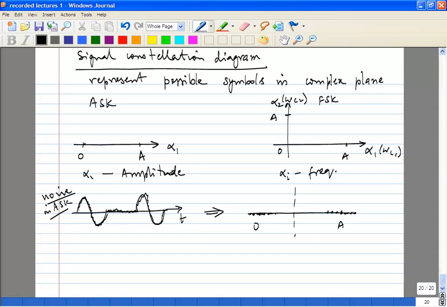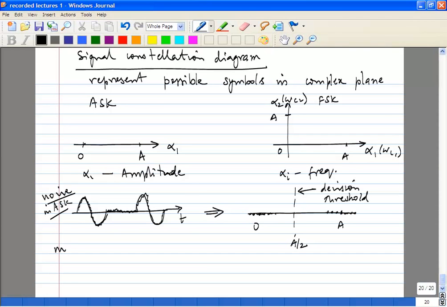So what is the decision threshold? The decision threshold is the point which divides when you decide to choose 0 or A. In this case, the obvious thing to choose is a decision threshold of A over 2, so that any signal you receive which is larger than A over 2 is A, and smaller than A over 2 is 0.